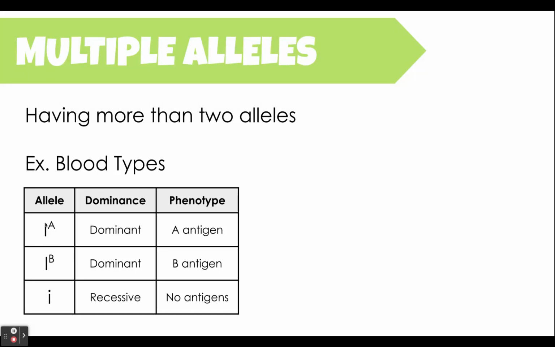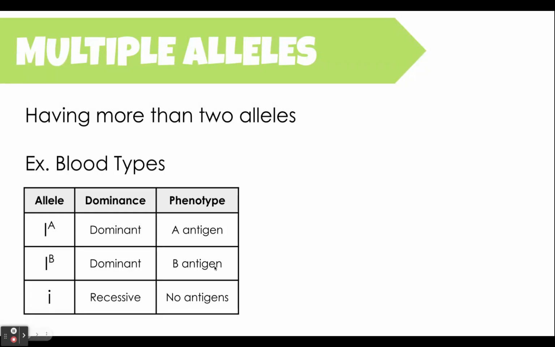In this case, we have two dominant alleles, so this also throws in codominance as well, and then a recessive allele. There are two different dominant alleles: an A dominant allele and a B dominant allele for blood type, and then the single i recessive allele. The i stands for a word that has Latin roots that represents something related to blood. So that's where this i comes in.